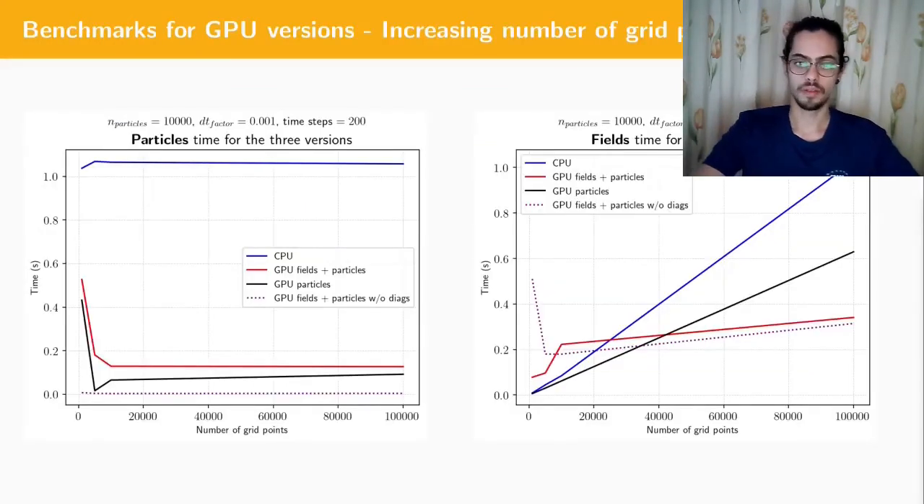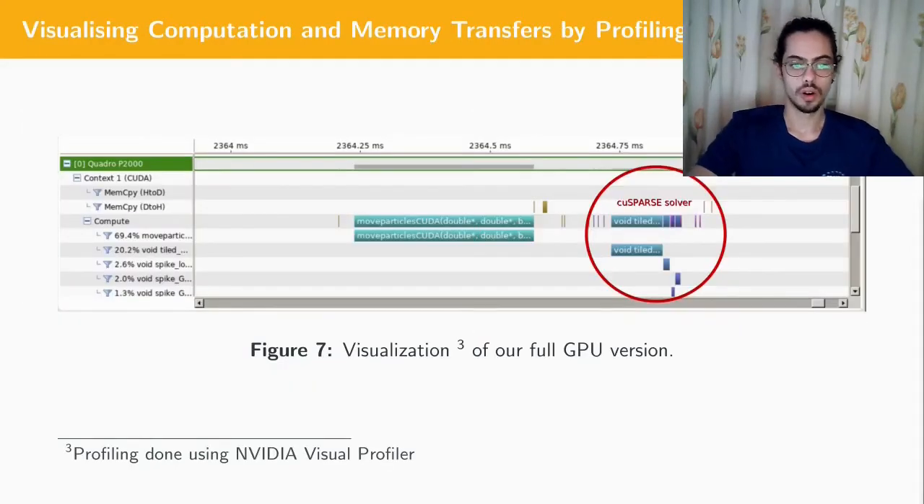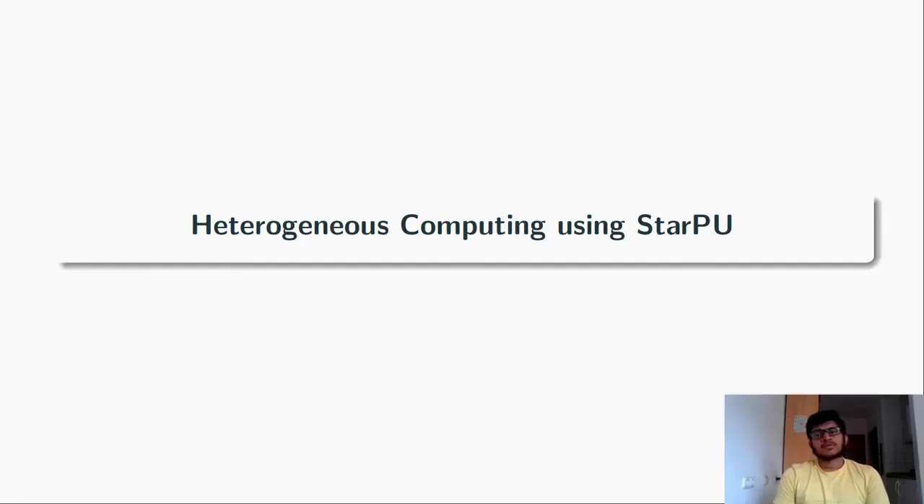We obtain the best performance with the particle mover in GPU and the field solver in CPU instead of the full GPU version, and this is for most of the cases. Also, the profiling indicates that this is because the GPU tridiagonal solver is slow due to the dependence of the calculations. We can further improve performance of our code using heterogeneous computing.